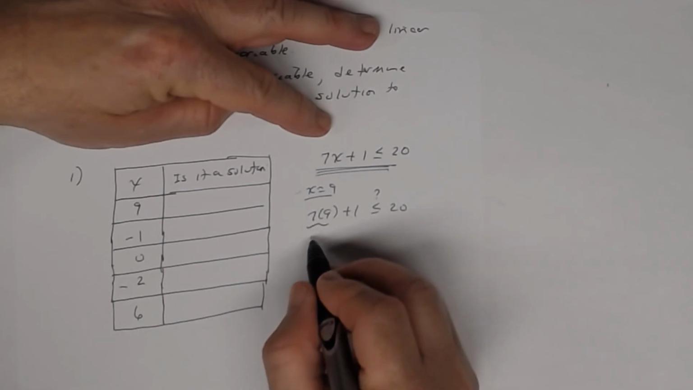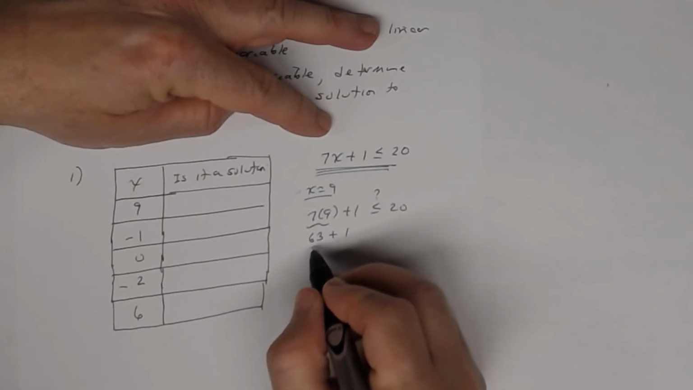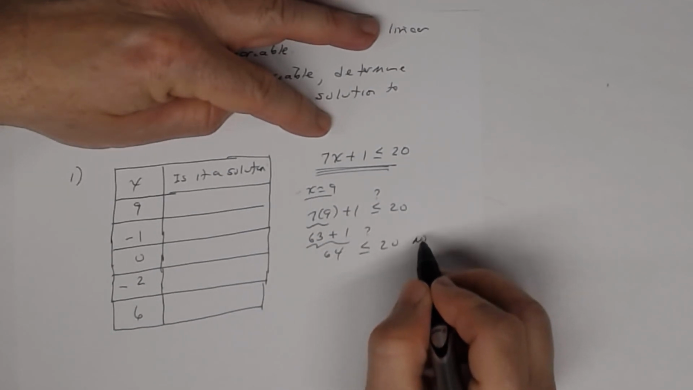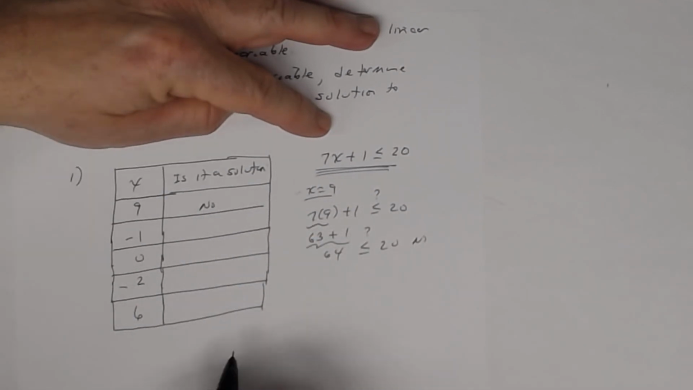All right, so let's look at that left-hand side. 7 times 9 is 63, and 63 plus 1 is 64. So is 64 less than or equal to 20? The answer is no. So this is not a solution. So 9 is not a solution.